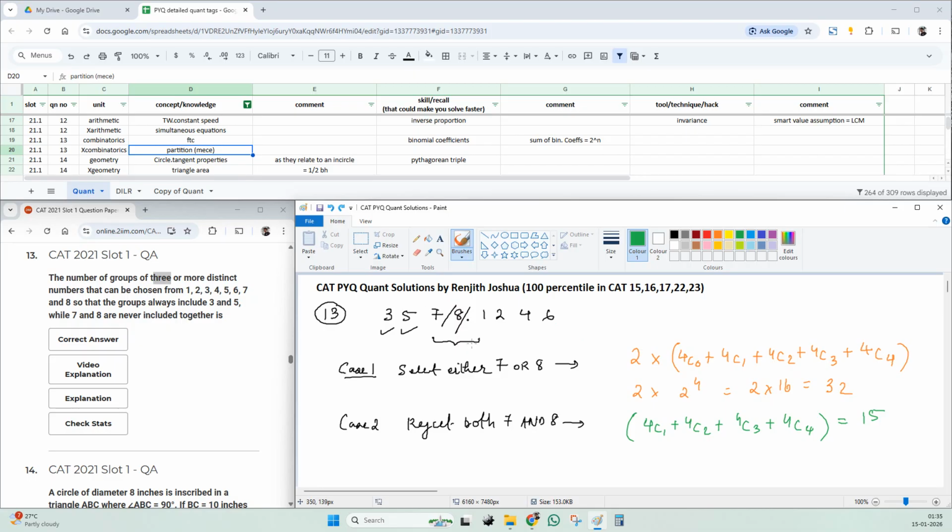First step is choosing which one out of 7 or 8 will select, and step 2 was select as many or as few items as you want from 1 to 4 6. That was the FTC part.